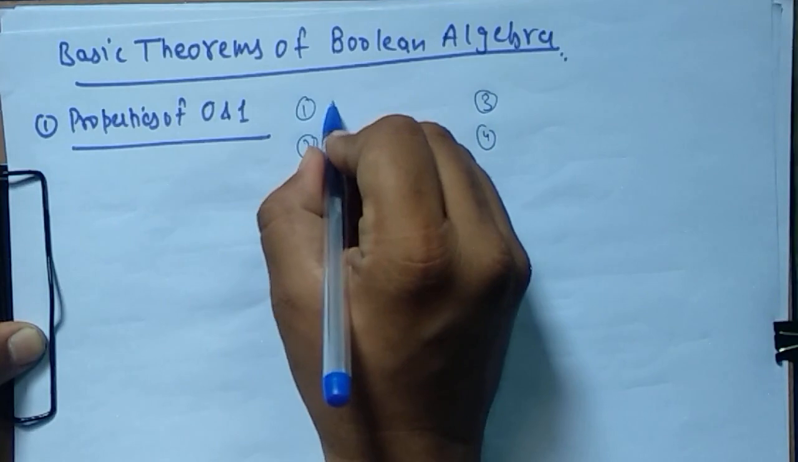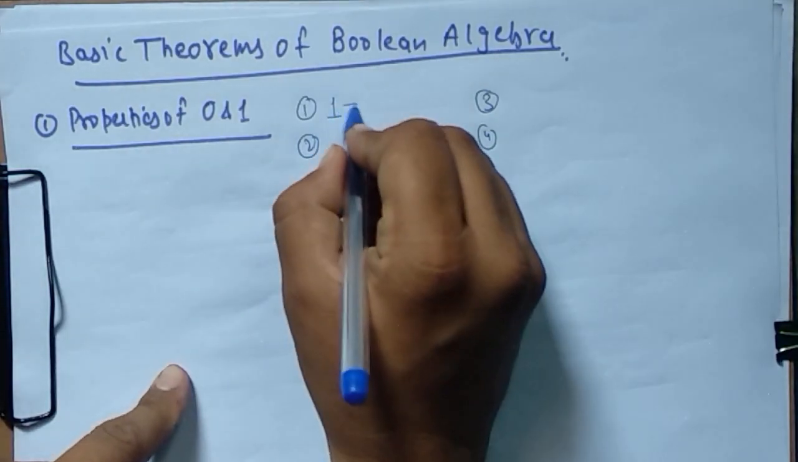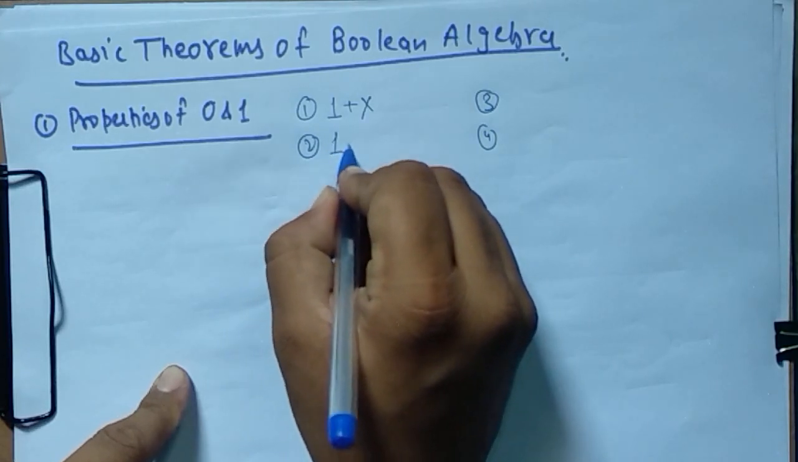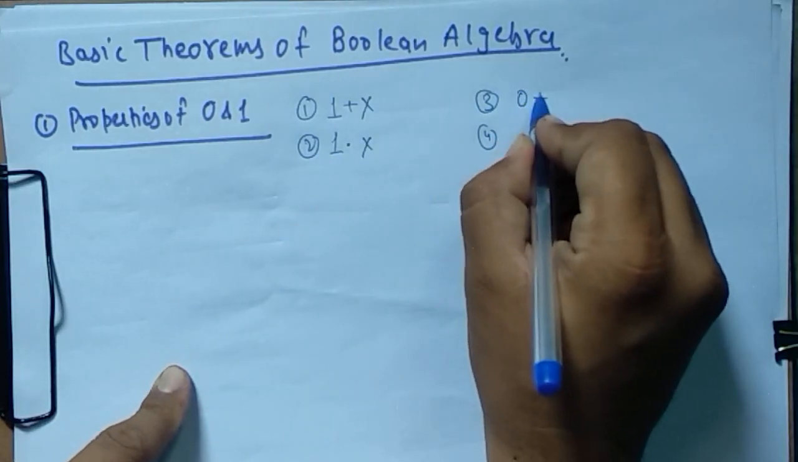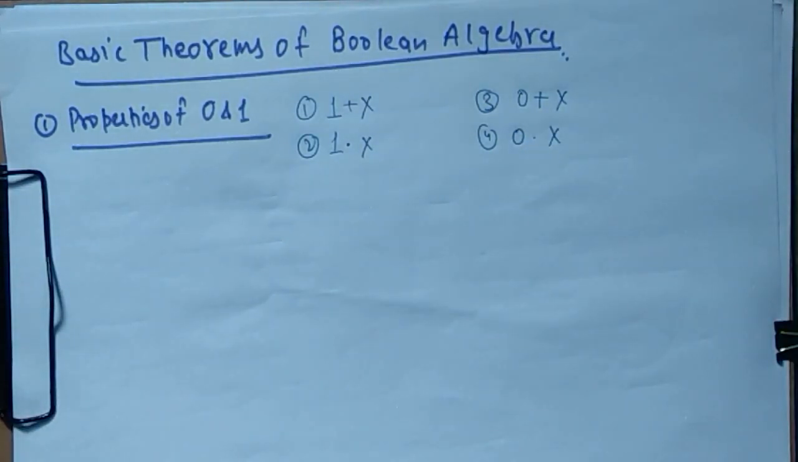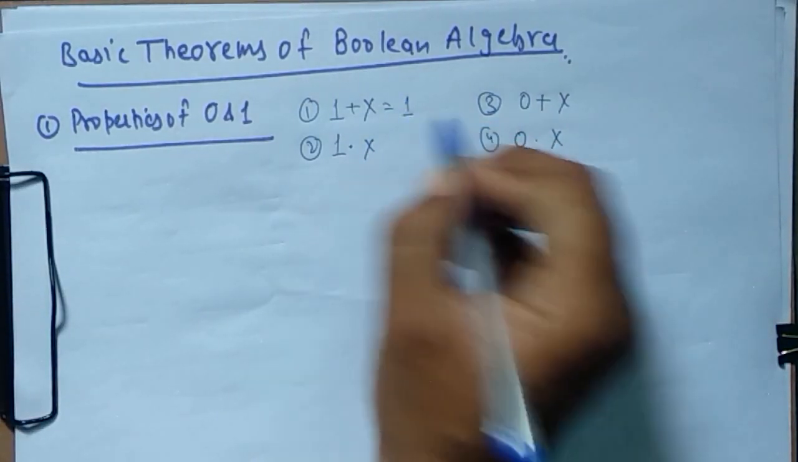Now, the first input is 1 and the second input is x. The first expression is 1 or x. x can be anything; x can be 0, x can be 1. If the first input is 1 and we are doing the OR operation, then it doesn't matter what the value of x is. The output is always 1.